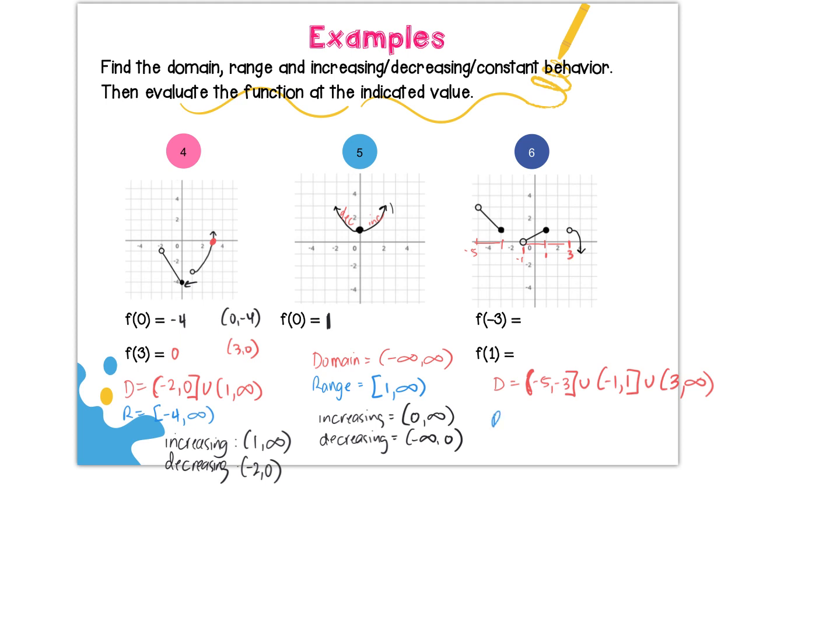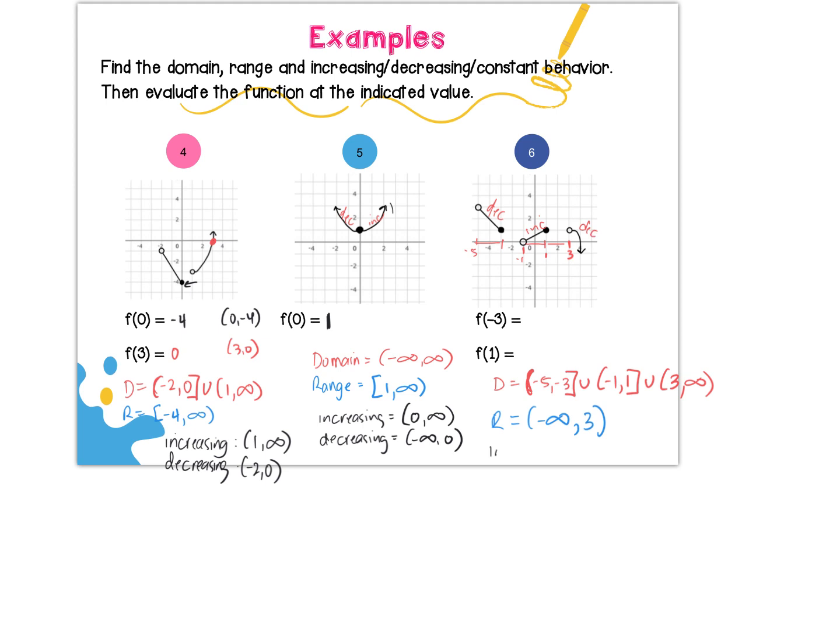My range, these are my y values. Again, I have to start bottom up. Notice this goes down to negative infinity, so I know negative infinity. And then I'm going to go up. I go up over here to 1, and then this one keeps going, and then this is the highest point of my graph, which is 3. And it's an open circle, so it's a parentheses. And there's my range. Now, this is decreasing, this is increasing, and this is decreasing.